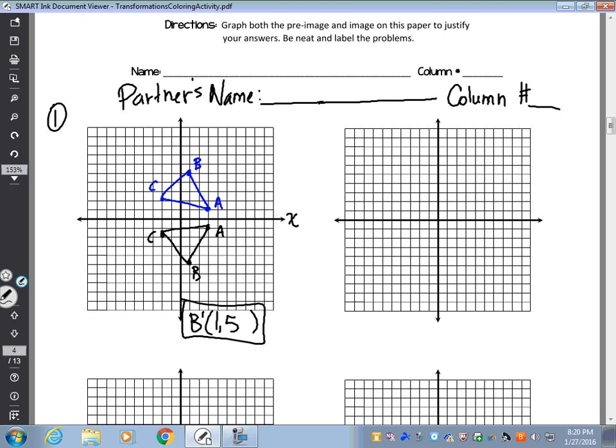Now, if you were the column 2 partner, and I'm going to do this on the right side, it says we're going to reflect the square. So we're going to go ahead and graph our square. S was (-4, 4). And then T was (-1, 6). U was (1, 4). Oops, I put that in the wrong spot. Sorry. (-1, 6).